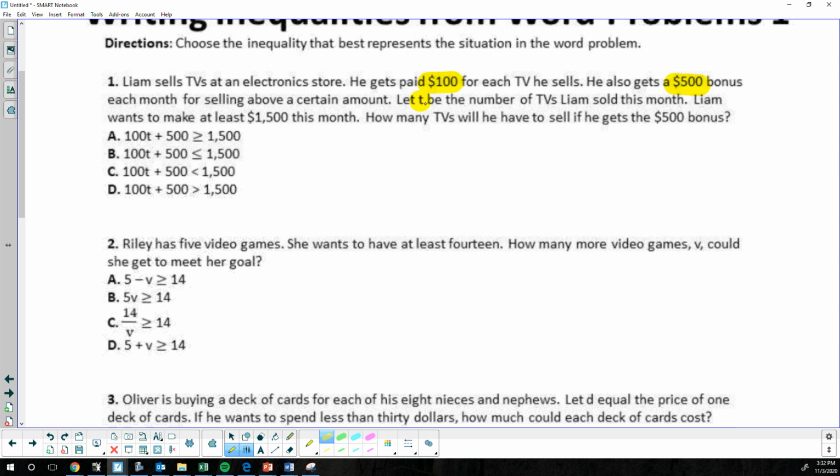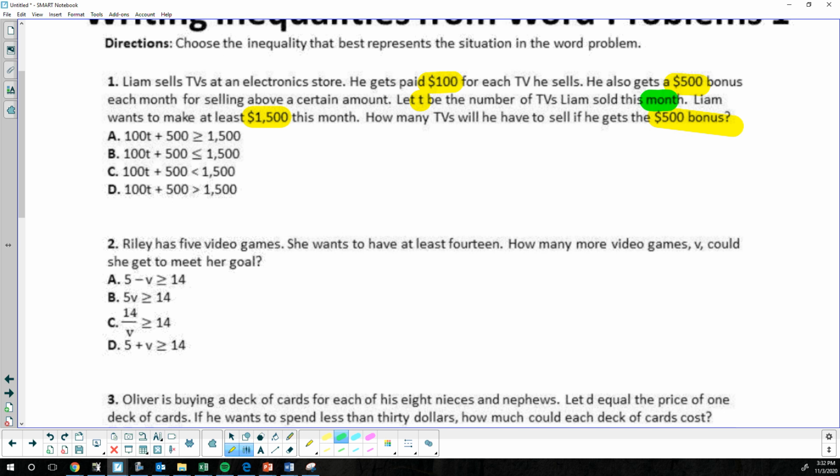Let T be the number of TVs Liam sold this month. Liam wants to make at least $1,500 this month. How many TVs will he have to sell if he gets the $500 bonus? Okay, so what's key here is at first they're talking about TVs and then they're talking about months.